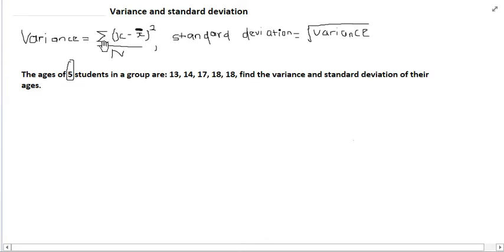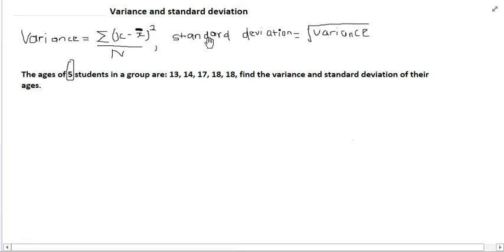That is, we add. What are we going to add? X minus x bar. This x minus x bar is the deviation from the mean. The deviation of each item from the mean. Then we are going to square them and divide by n. Alright, that is the formula. We are going to apply that anyway.